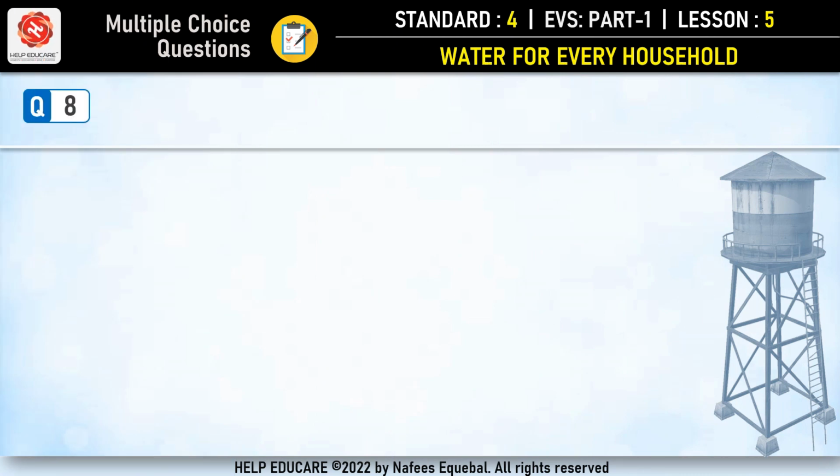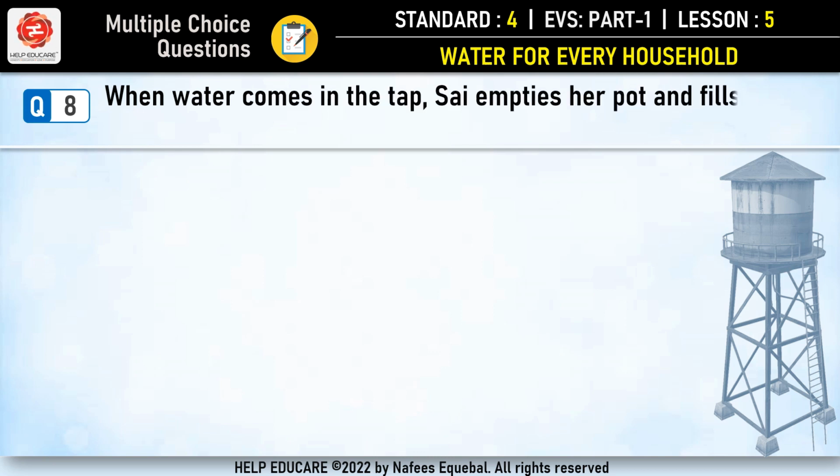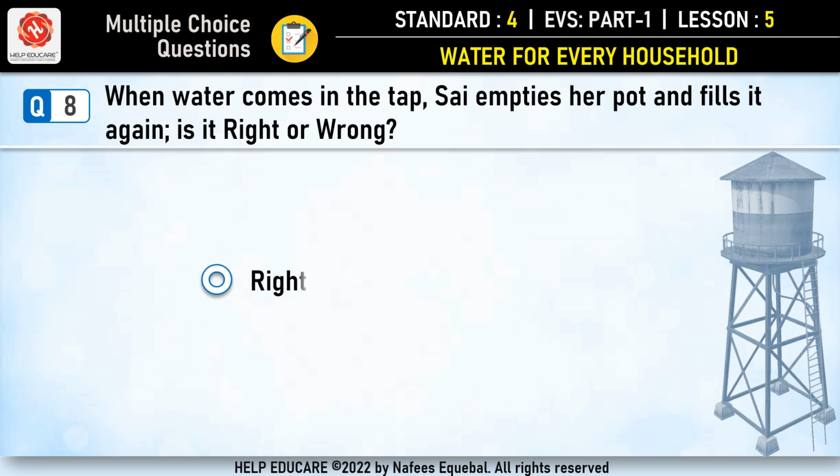Question number 8. When water comes in the tap, Sai empties her pot and fills it again. Is it right or wrong? First option, right. Second option, wrong.